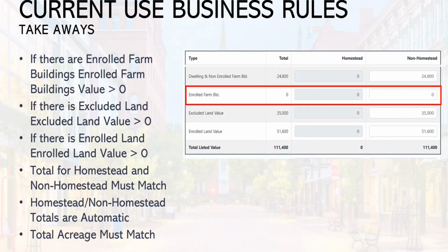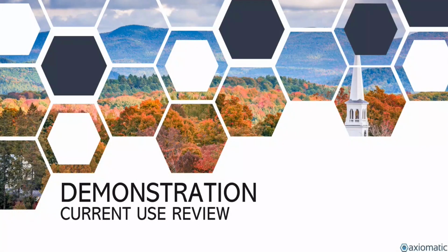Unlike the prior system, the line totals are automatic. So if you have dwellings and non-enrolled farm buildings, and you have a homestead and you have a split between homestead and non-homestead, it automatically adds up the total for you. So the totals of homestead and non-homestead are always matching. Those are done automatically. All right, let's take a look at a demo here, and then I'm going to give you guys some tips and review some other information here.